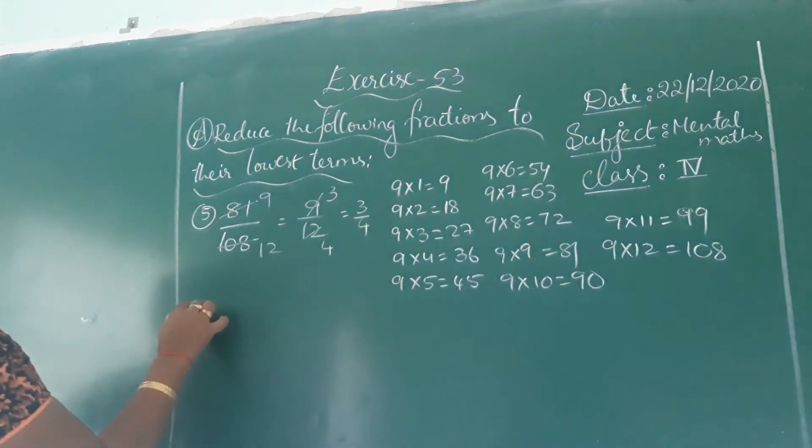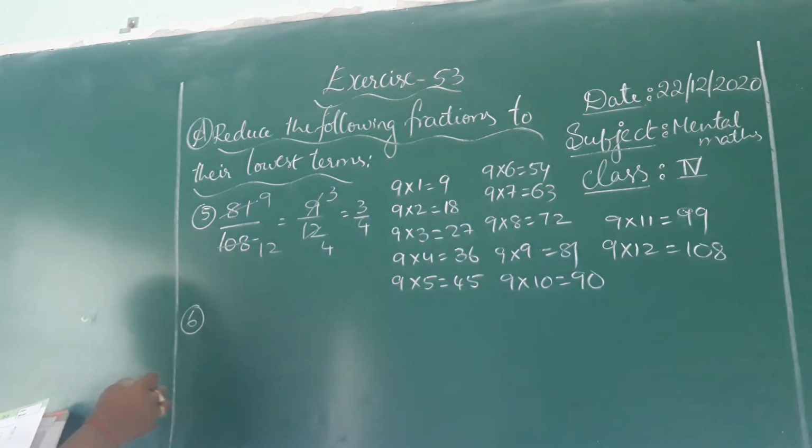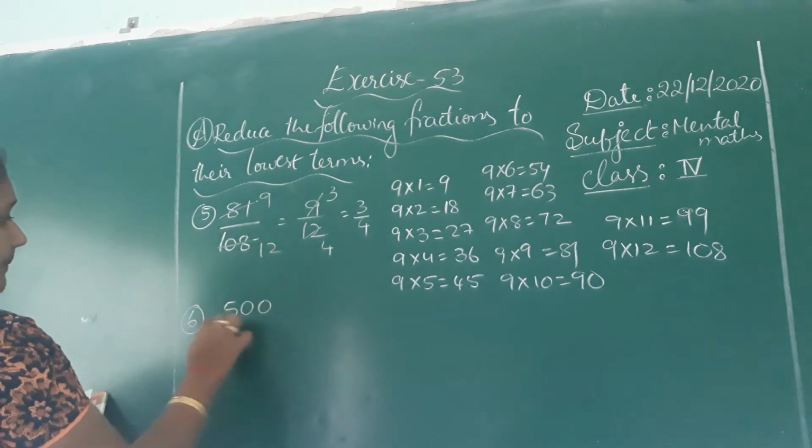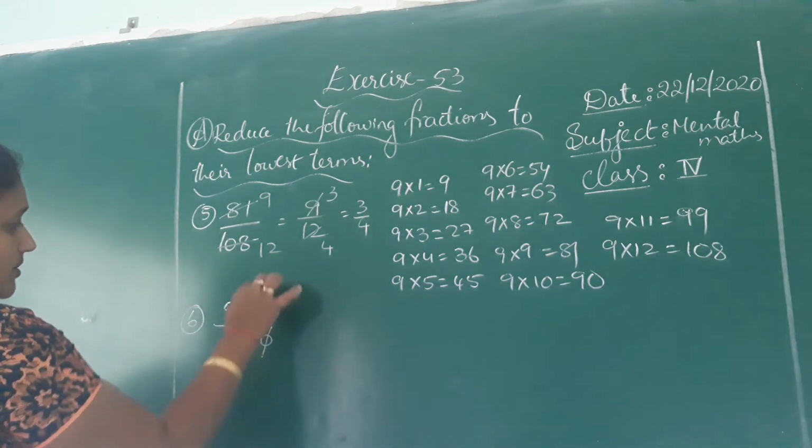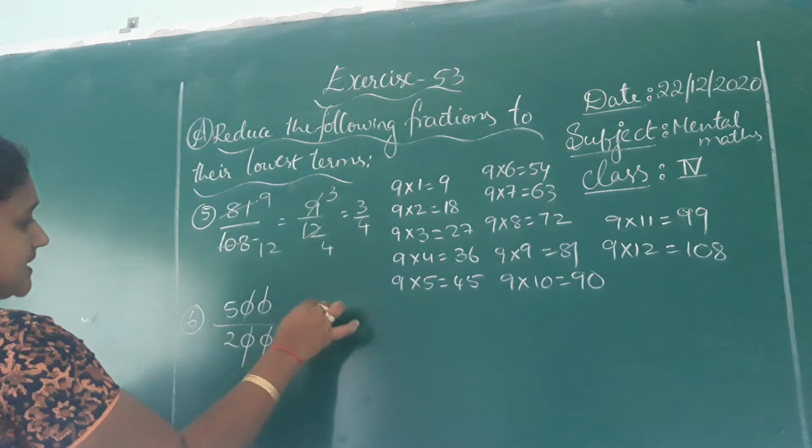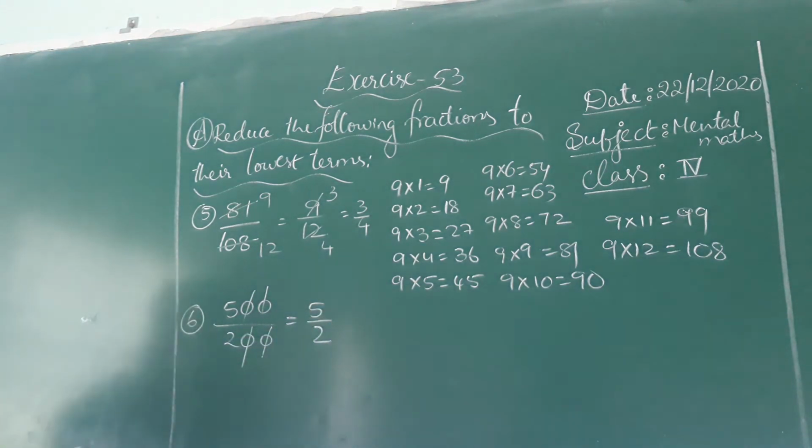See the sixth one, children. 500 divided by 200. Two zeros here, again two zeros here cancel. Answer is 5 by 2. Okay. See the next one.